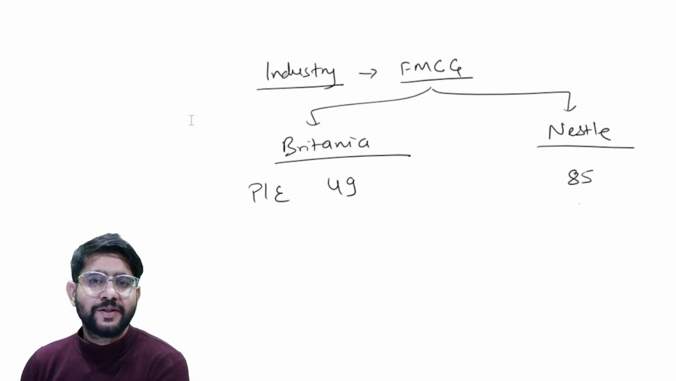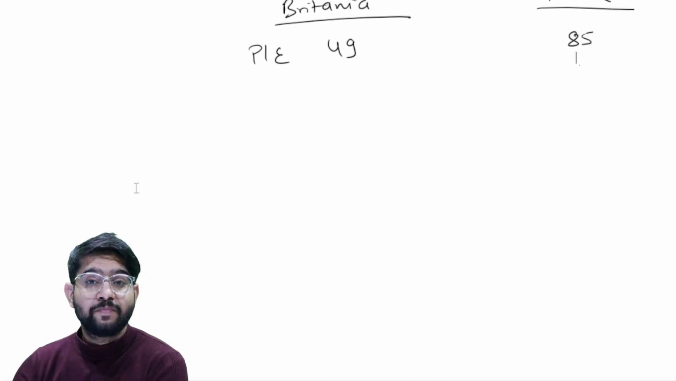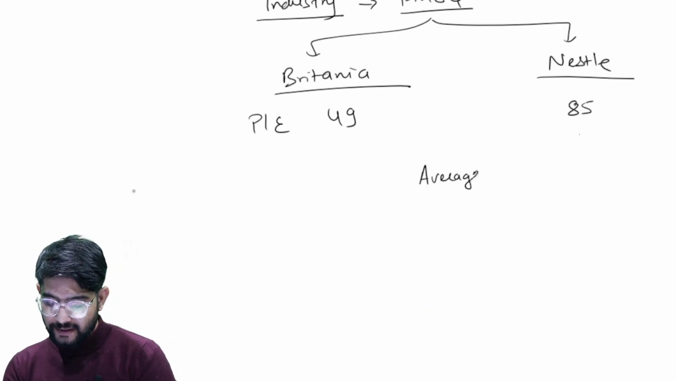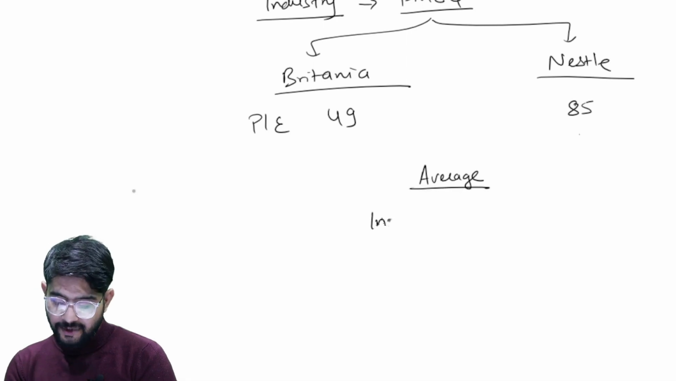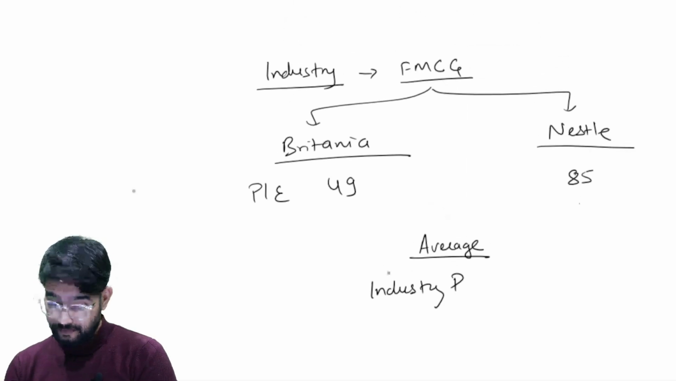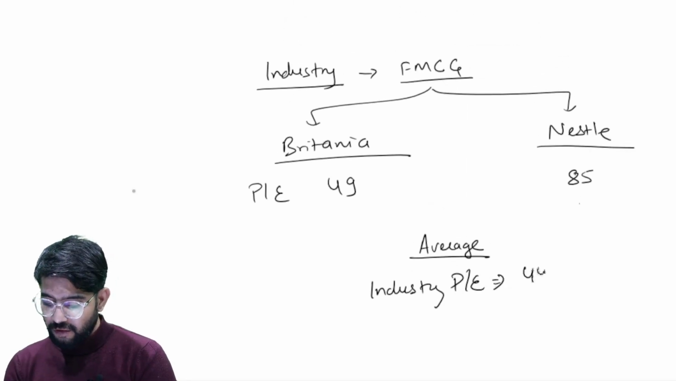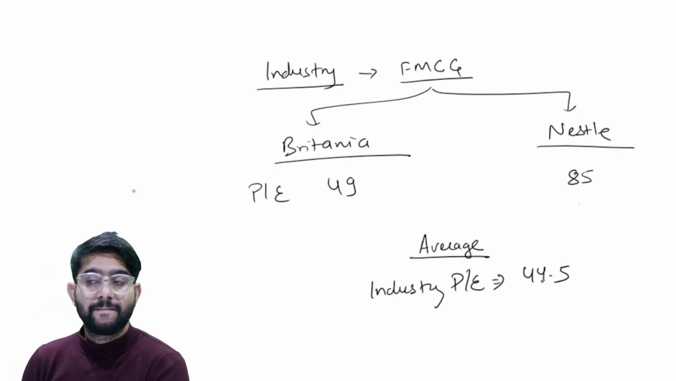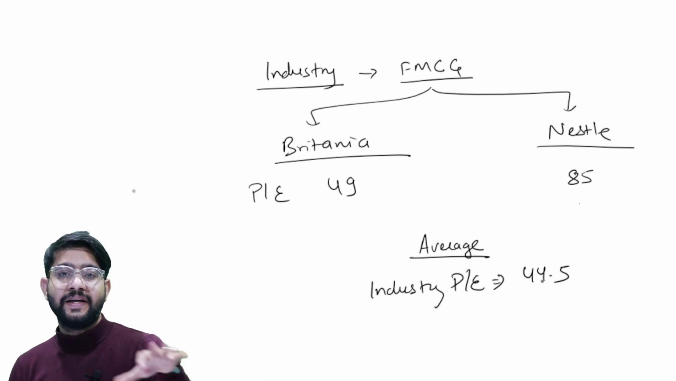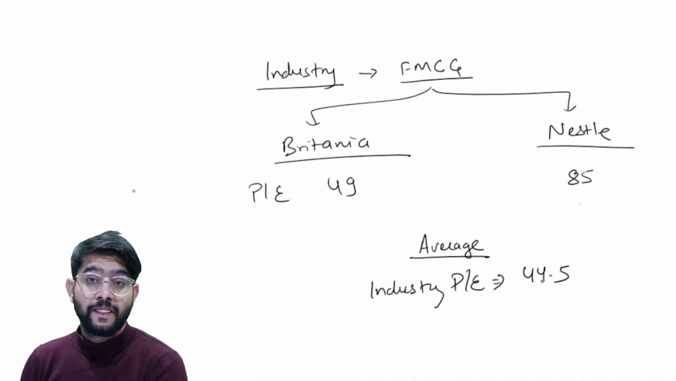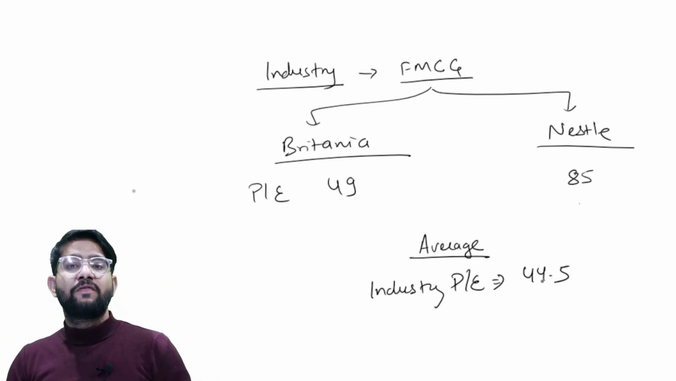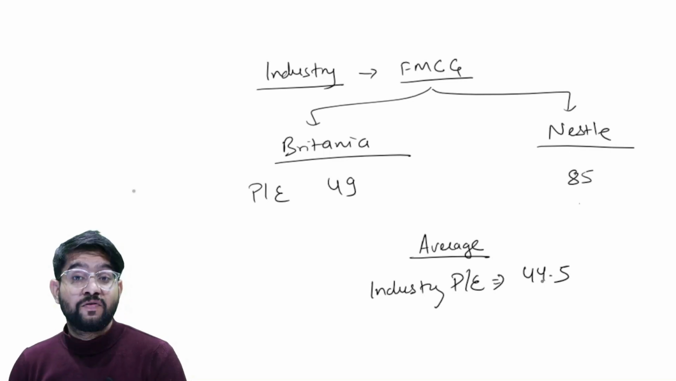Now another comparison you can make is you can compare both the companies with the average of the market. So if you see the average of the market, that is, the industry PE, it is 44.5. Okay. Now what is it? If you see other similar companies in this industry, FMCG, the PE of all those companies including Britannia and Nestle, when averaged, it is 44.5.